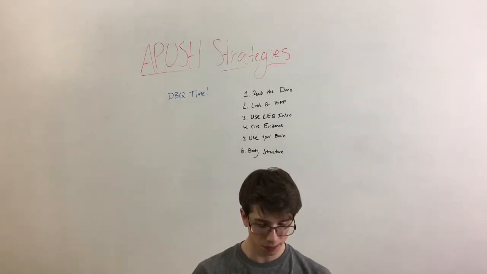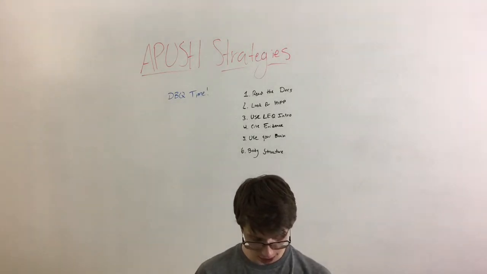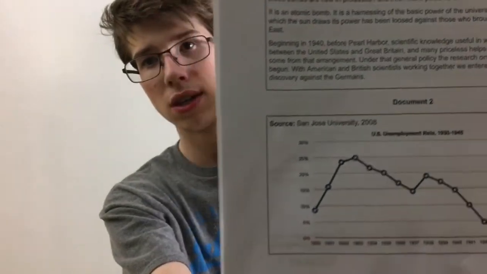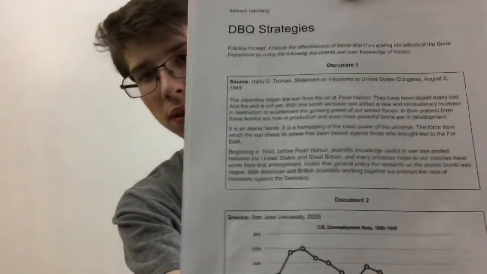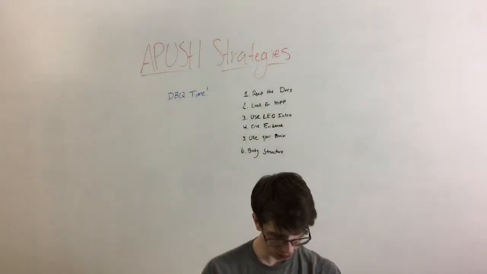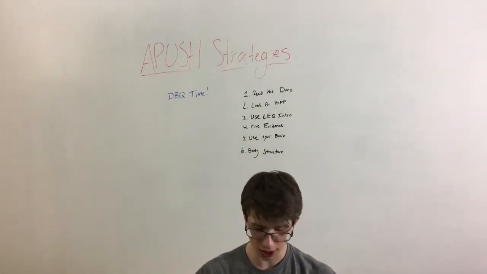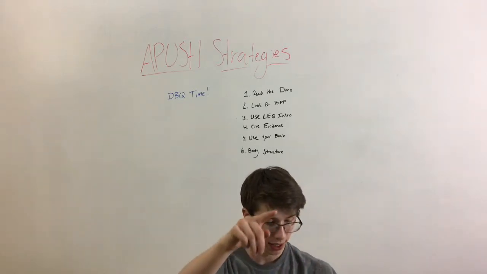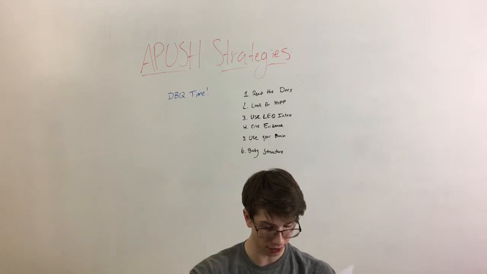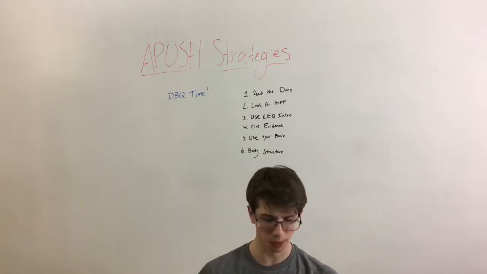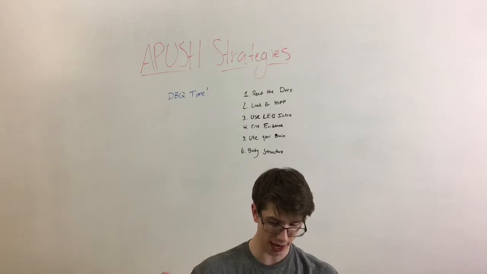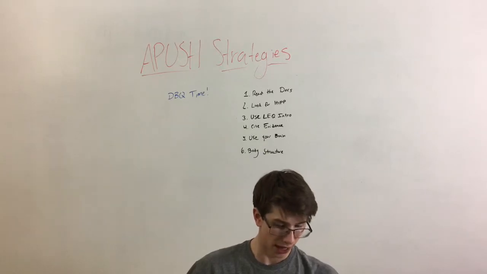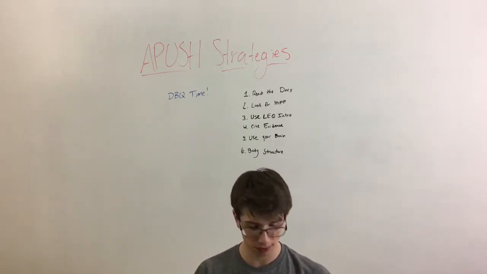For document 2, our second document is a chart from San Jose University in 2008. Here's the chart. Hopefully you see that. It's just the U.S. unemployment rate from 1930 to 1945. As you can see, it increases. It's a hit. Then it goes back down from 1933 to 1937, but it's not as down as it once was. Then it goes back up, and then it comes back down, and then it hits this huge dip, this huge valley. It's almost at 0% in 1944.